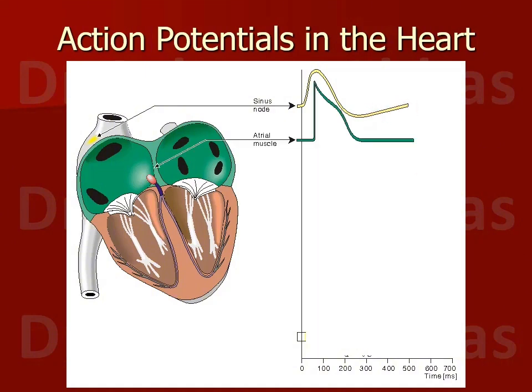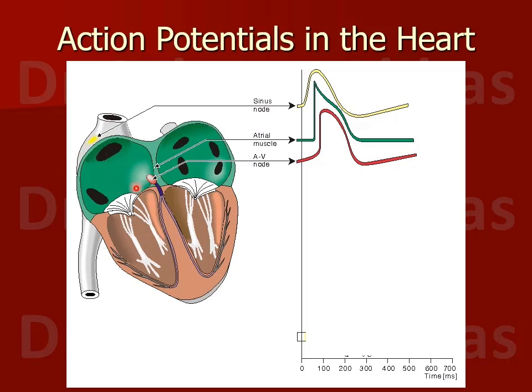The next is atrial muscle fibers. Atrial muscle fibers have all 5 phases: phase 0, 1, 2, 3 and 4. So there is a plateau present because these are contractile fibers, the atrial muscles. Then the next one is that of the AV node. Again, you see in the AV node the plateau is not very significant, and here the RMP is not stable.